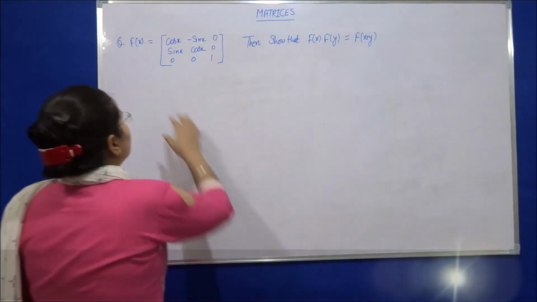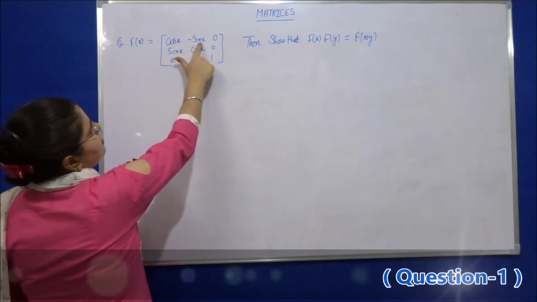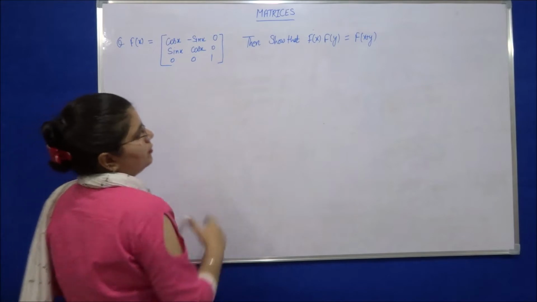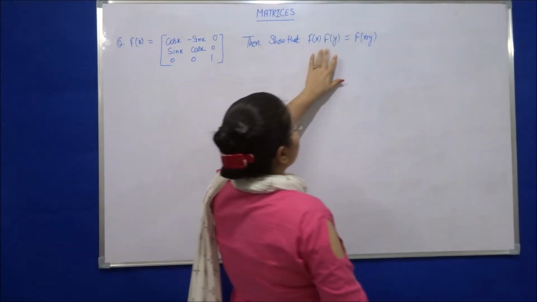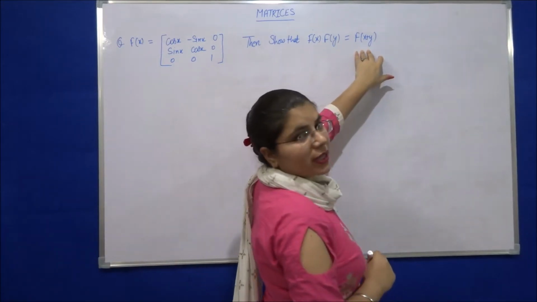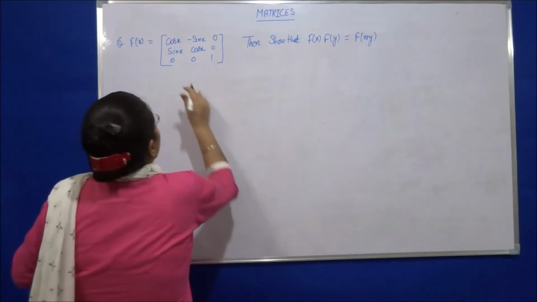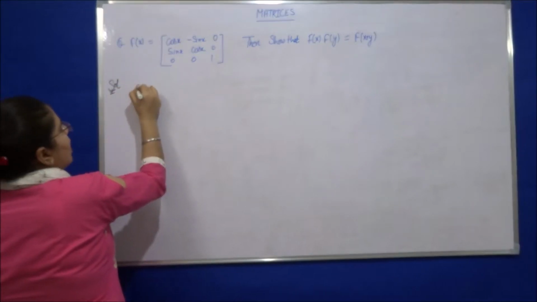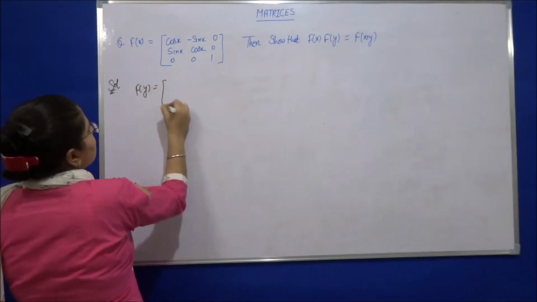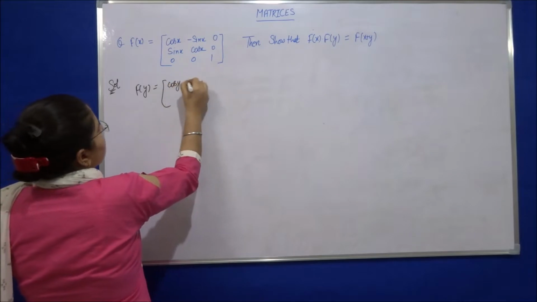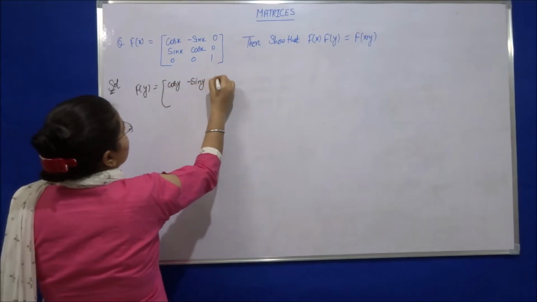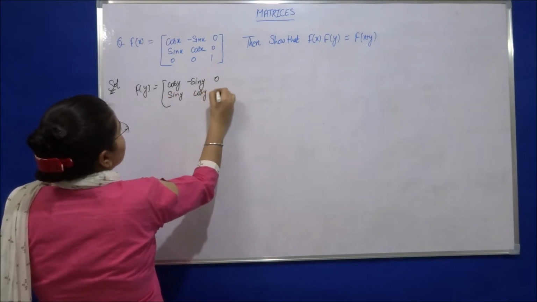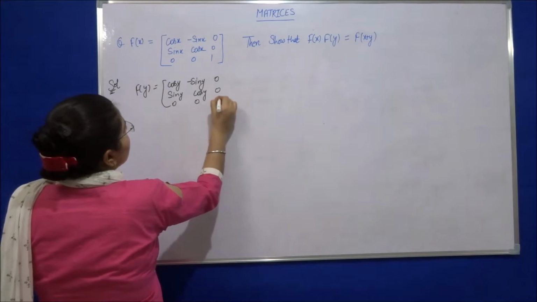Let's start. f of x equals the matrix cos x, minus sin x, 0; sin x, cos x, 0; 0, 0, 1. Now we have to show that f of x times f of y equals f of x plus y. Now if f of x is given to us, similarly we can write f of y as cos y, minus sin y, 0; sin y, cos y, 0; 0, 0, 1.